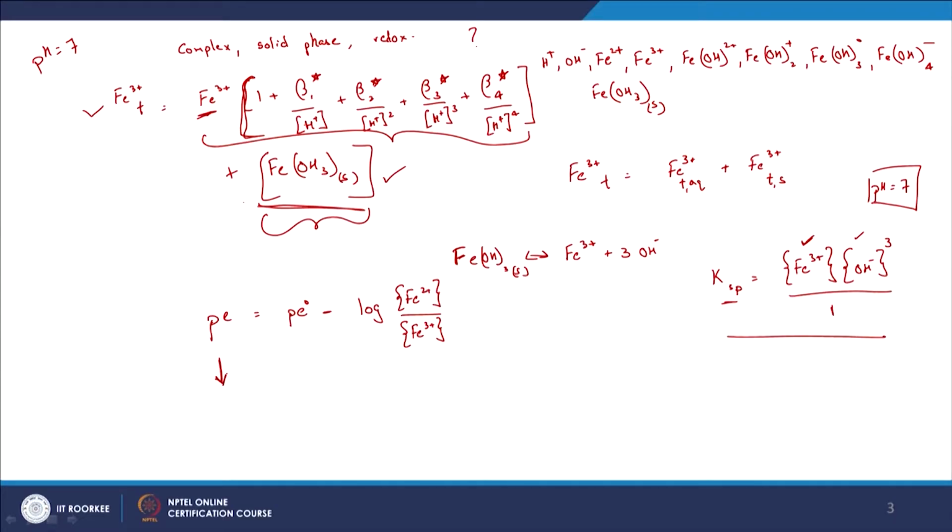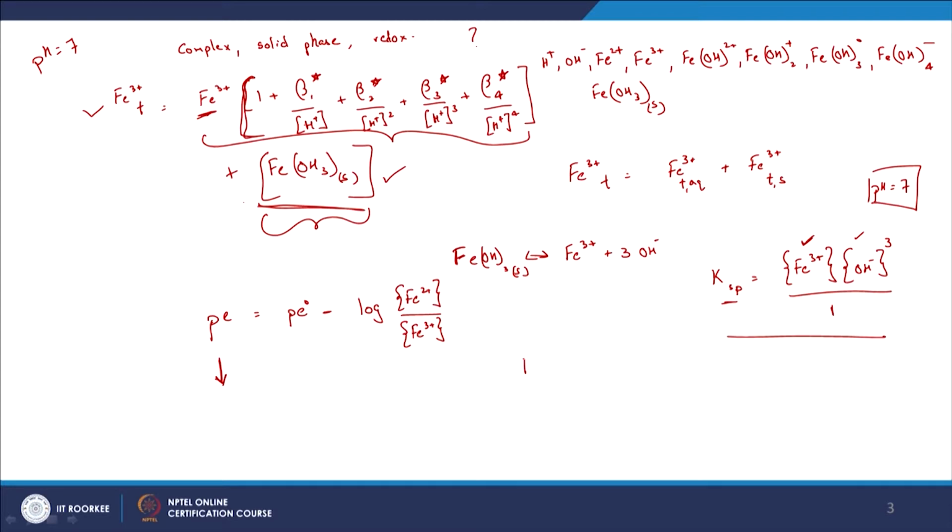So the Fe3+ concentration is going to be now much lower. So in effect, what does it mean? It means that the value of pe is going to fall further, right? So let's see how to understand this system in VMinteQ, I guess, right? So let's switch over there.